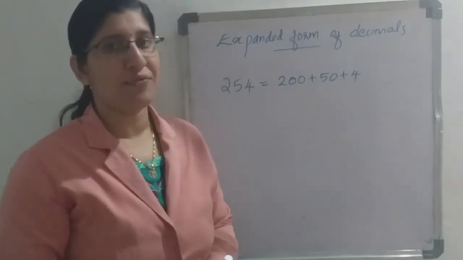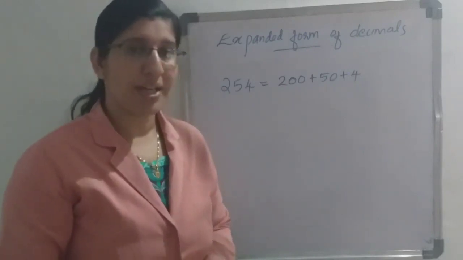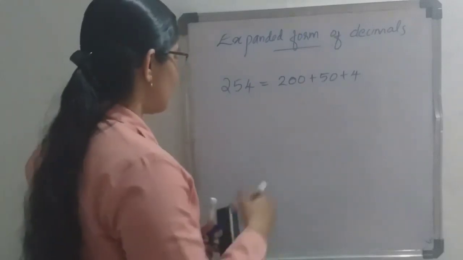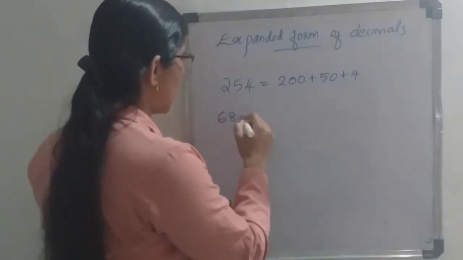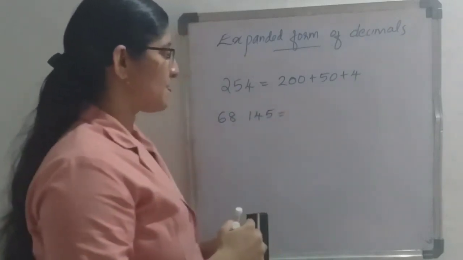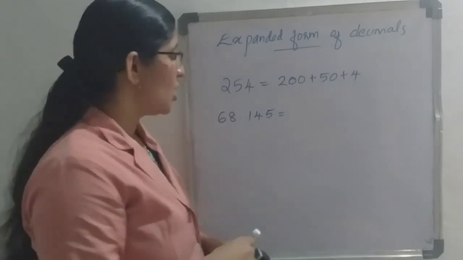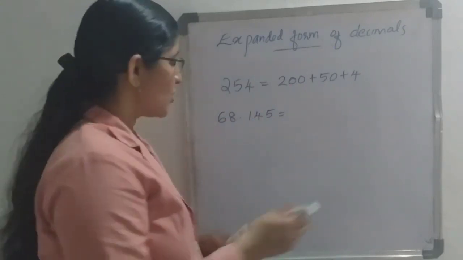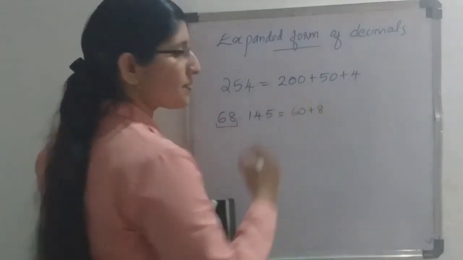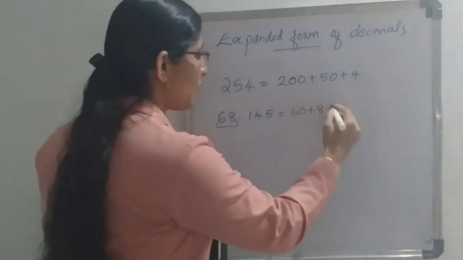But there is a slight difference in the case of writing the expanded form of a decimal. The place values are different, so the method of writing the expanded form is also different. For example, if it is 68.145, how will you write the expanded form? 68.145 is a decimal number, okay? So how will you write the place value of this? We know that is 68. How will you write? 60 plus 8. That is the normal way. There is no other difference. Then we put a plus.